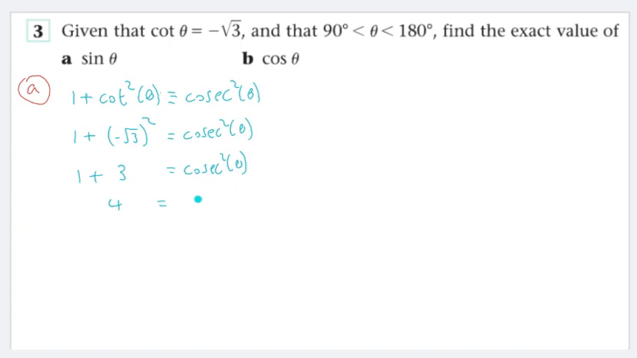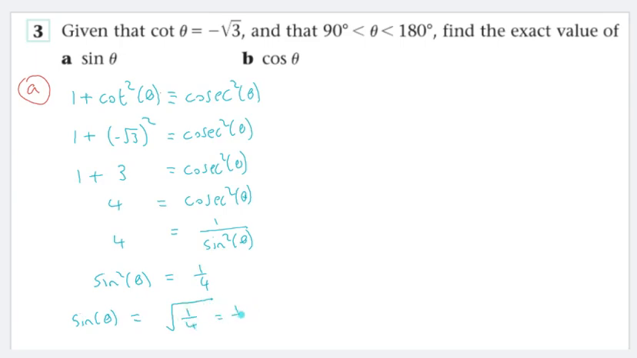So 4 is equal to cosec squared theta. Let's just rewrite cosec squared theta in terms of sine squared theta, because we're trying to work out what sine theta is. So 4 is equal to 1 over sine squared theta. Rearranging, we get sine squared theta is equal to 1 over 4. Now we get sine theta is equal to the square root of 1 over 4, which equals a half. Now the question is, is it plus or is it minus?